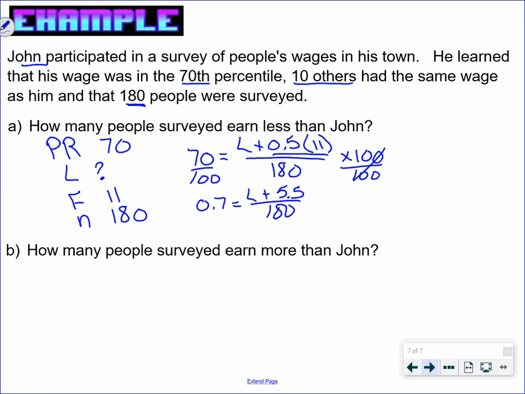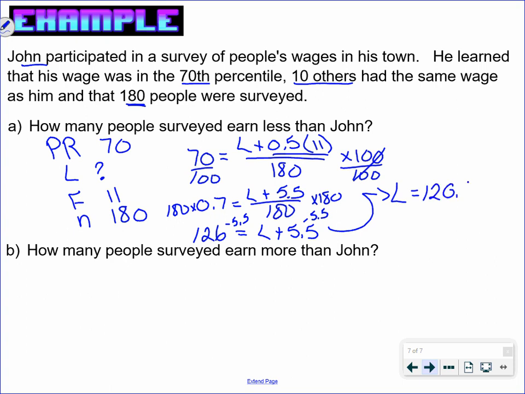The next part we want to do is get rid of the 180 in the denominator. Right now that's being divided by 180. To undo that, we do the opposite. We multiply both sides by 180. When we do that, we will end up with 126 equals L plus 5.5. The last part is to subtract 5.5 from both sides, which will leave us with 120.5.